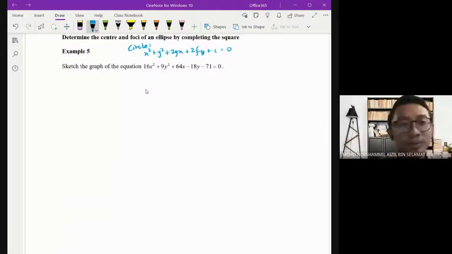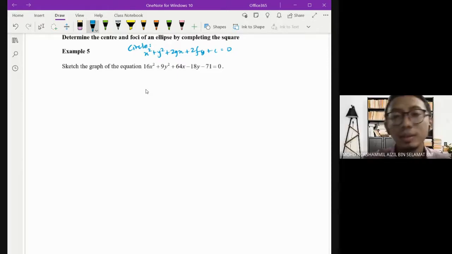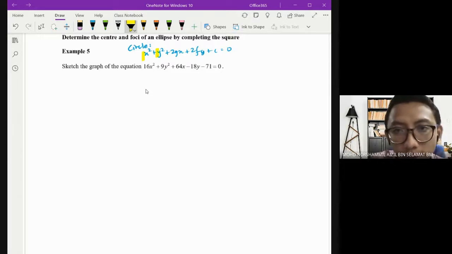Hampa tak payah buat apa-apa pun. Hampa tengok je sepatutnya hampa dah tahu dah. Apa, ini ellipse bukan circle. Compare to the formula of the circle given to you. Saya ada bagi contoh apa formula circle. Kalau circle, depan ni mesti satu, tak boleh ada lain. Depan ni mesti satu. Wajib. Nampak tak?